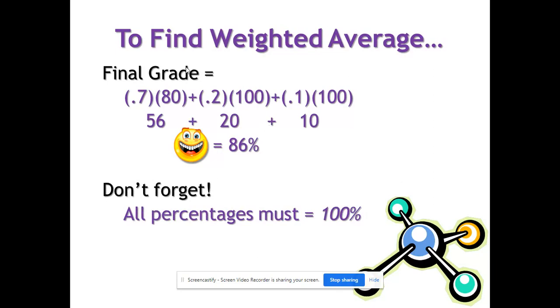You have to make sure that all those percentages add up to 100, otherwise it won't work. So 0.7, 0.2, 0.1, all of those added up to 100%.